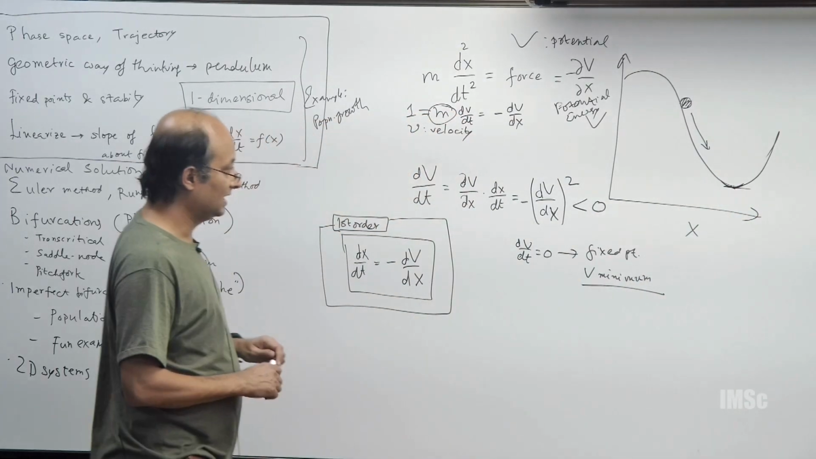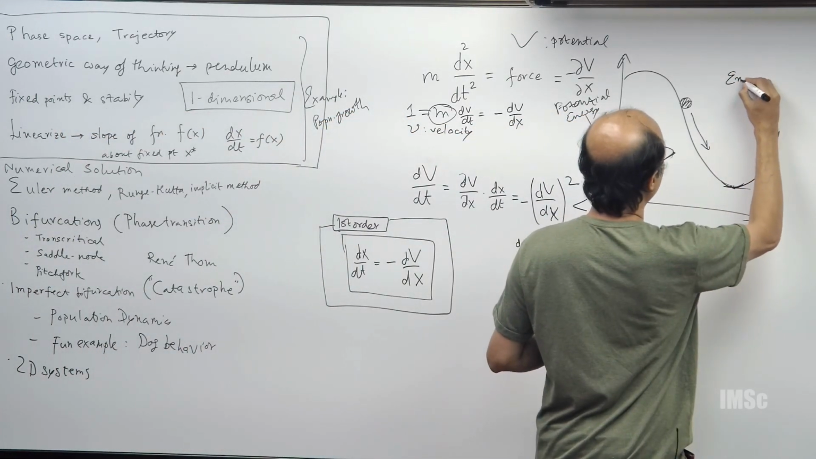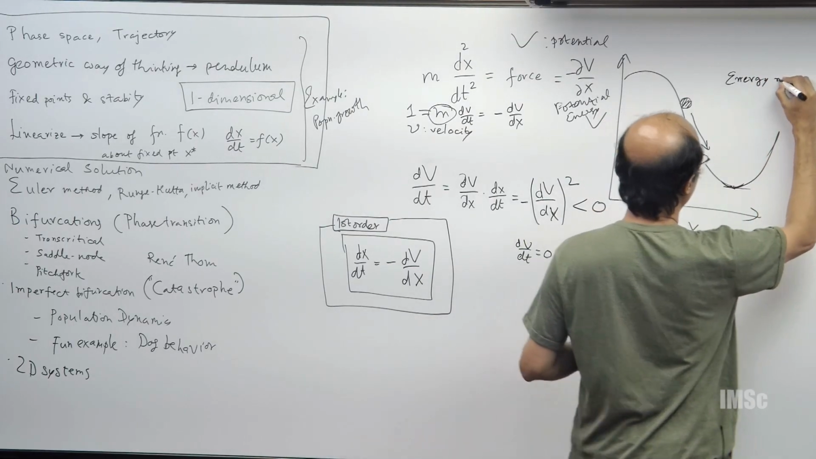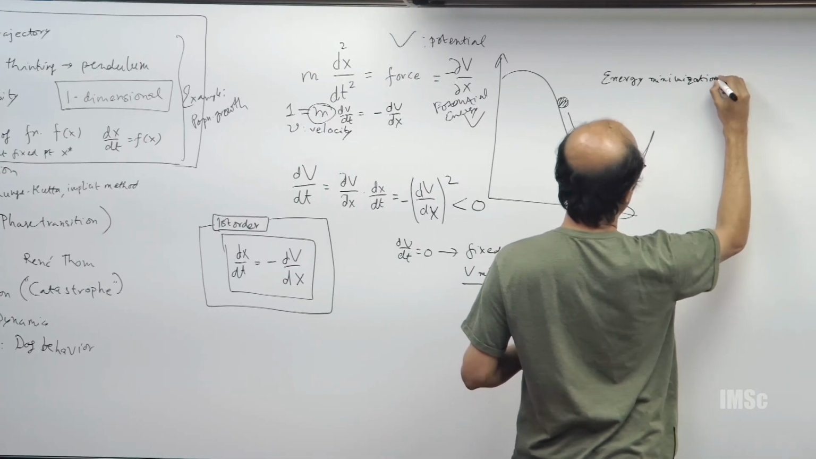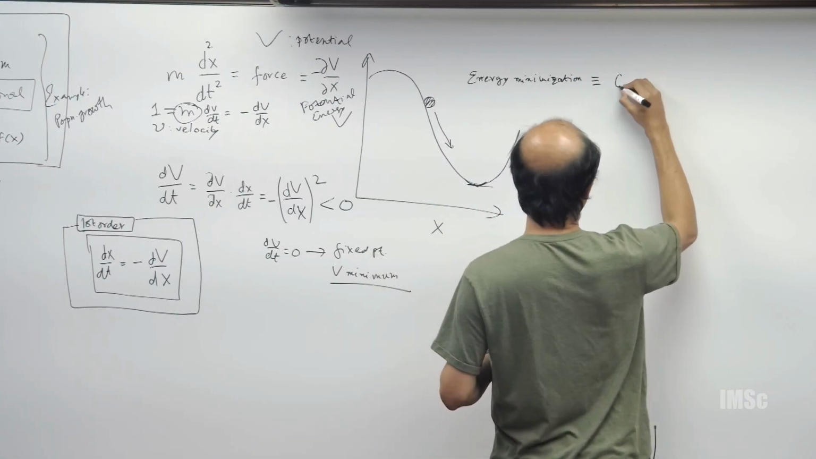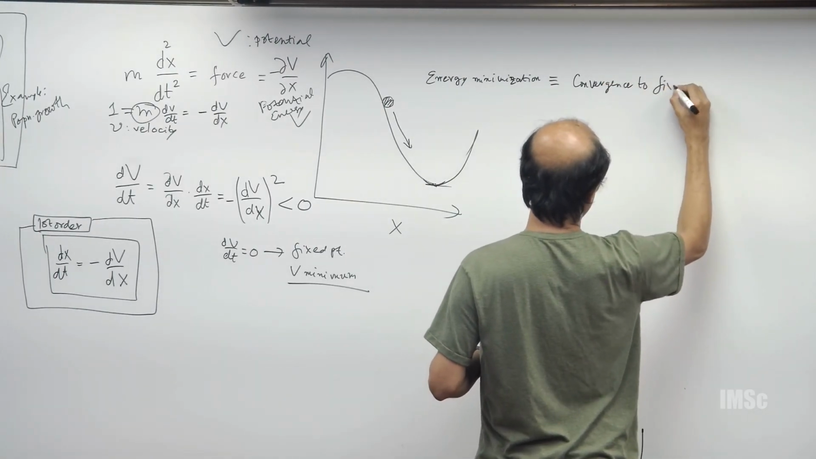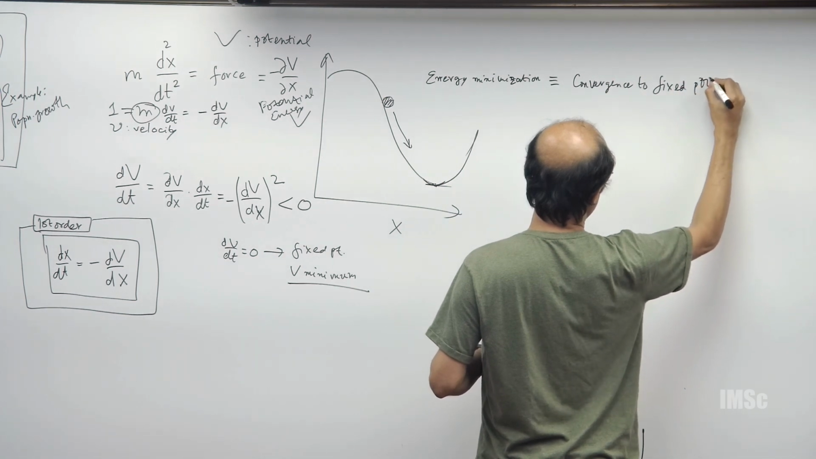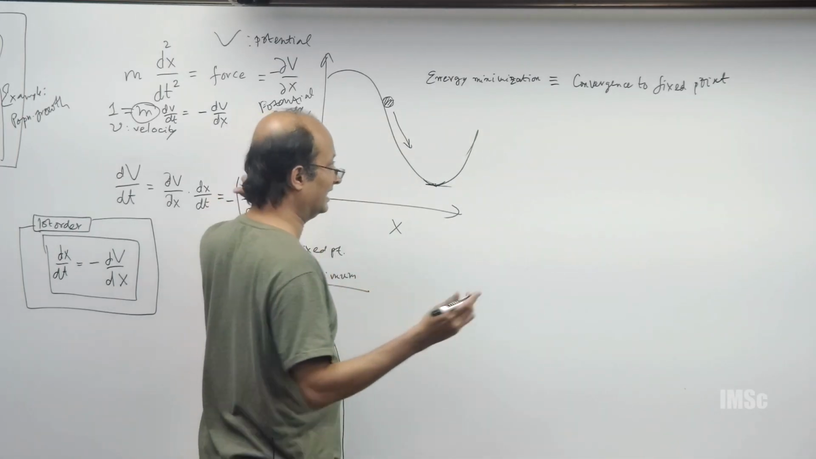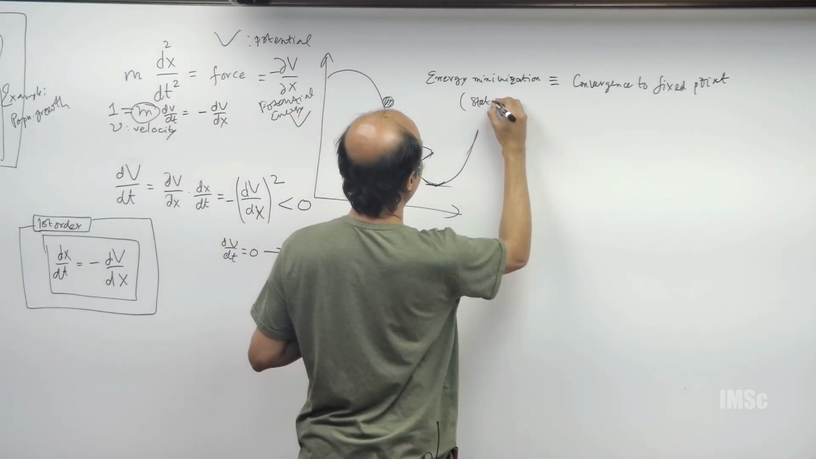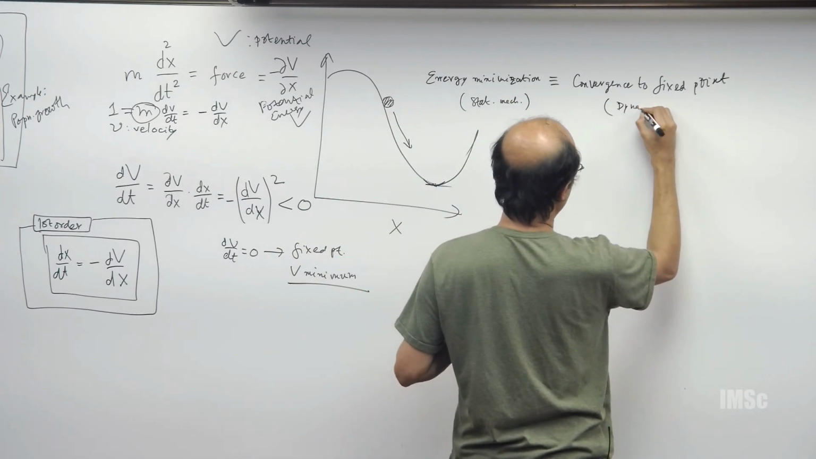Okay. So this basically shows the connection between energy minimization, which is what we do in statistical physics, and convergence to a fixed point as in dynamical systems. So this is the StatMech approach, or statistical physics approach, and this is the dynamical systems approach.